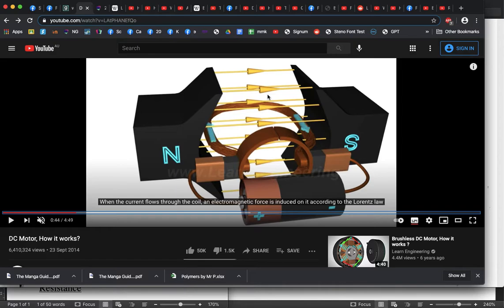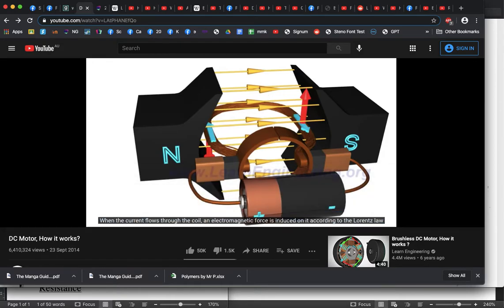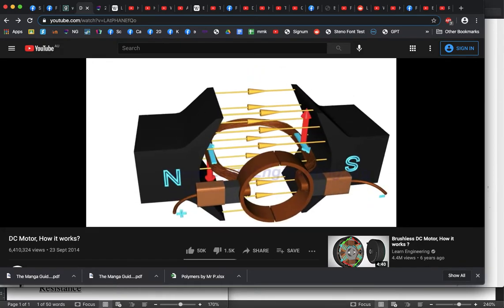So if we know the direction of the current, what I can do is look at the arrow on the left-hand side here, the one near the north, and put my hand out to my right. The thumb is going in the direction of that arrow, and my fingers are pointing in the same direction from north to south as that magnet. Because the palm of my hand is pointing down, that means that side of the armature, that side of the coil, is going to go downwards. So let's have a look.